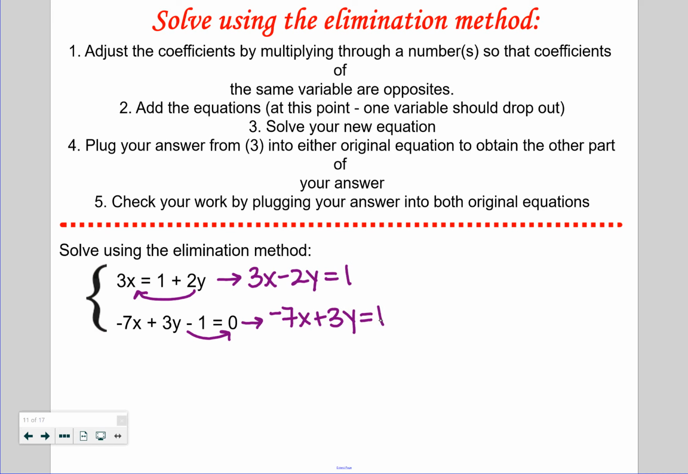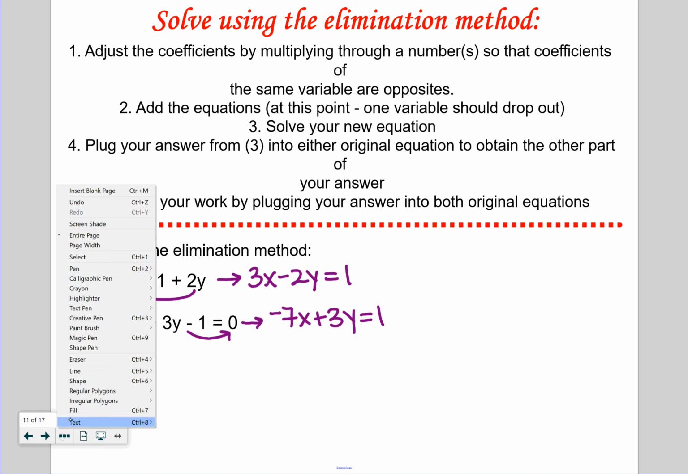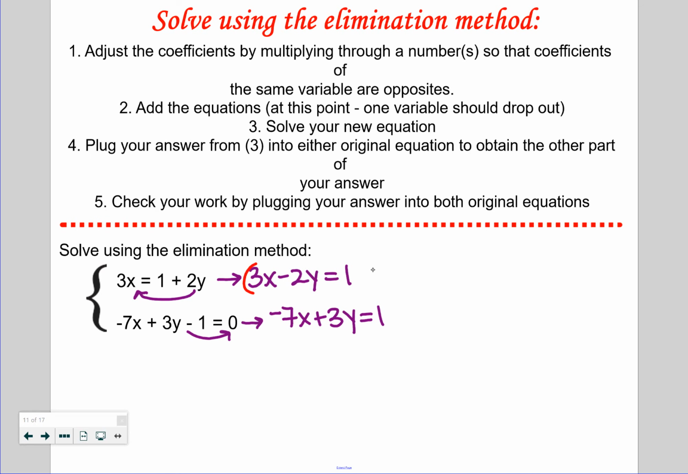All right, now let's go through our steps. The next thing I need to do is adjust the coefficients so I have opposite variables. You'll notice it's going to be difficult to multiply 3 by something to make it look like 7 or 2 by something to make it look like a 3 without having to use fractions and decimals. So this is an example where we're going to multiply both equations by a number. So let's put my parentheses here.